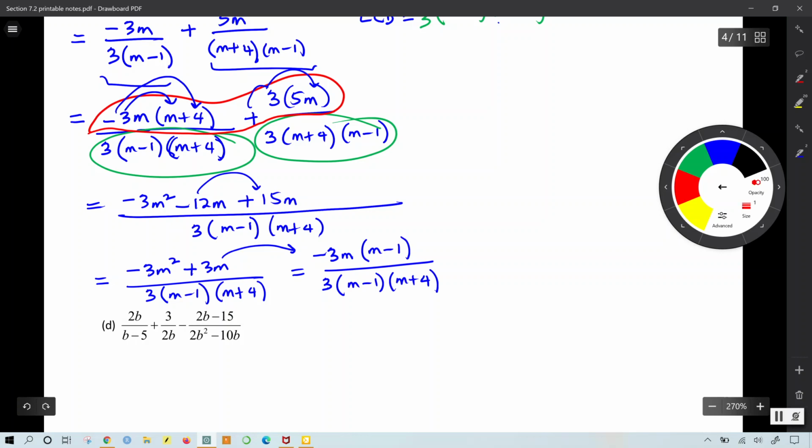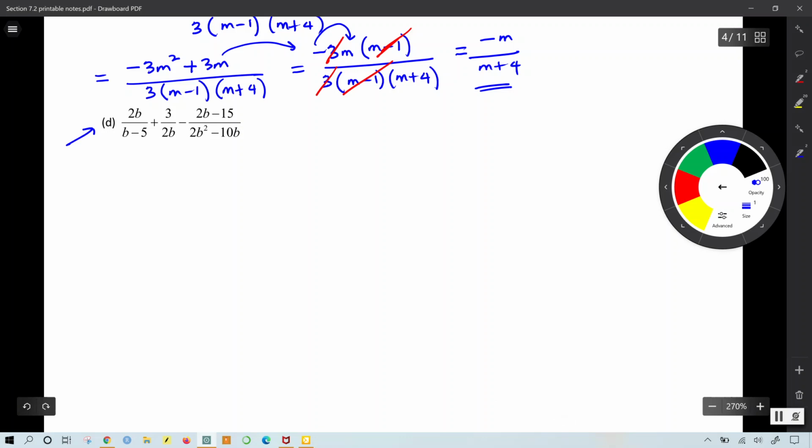And then we proceed to inspect the common terms that can be crossed out. 3 crosses out 3, m minus 1 crosses out m minus 1, and so we have finally negative m divided by m plus 4 as our remaining components, which form the final answer.